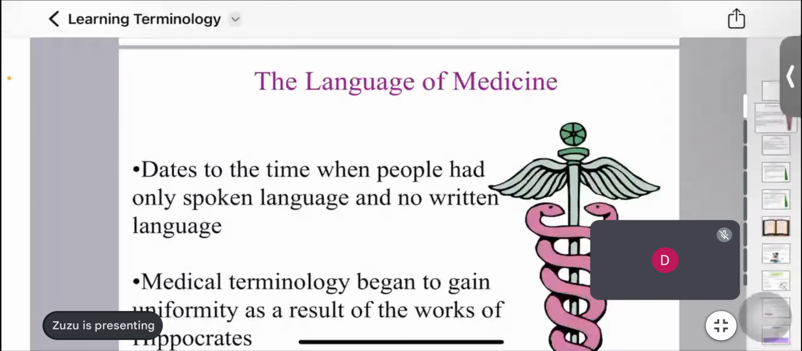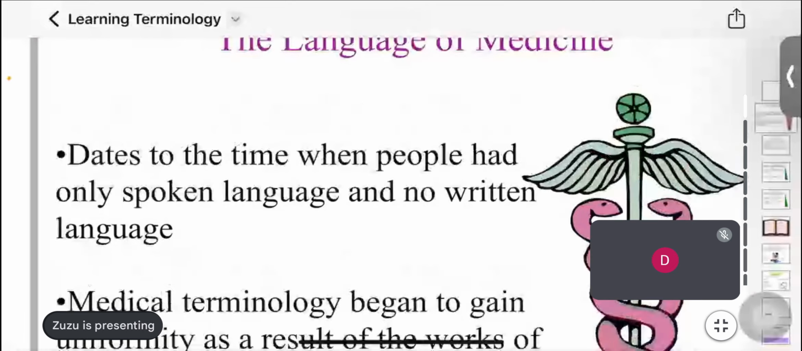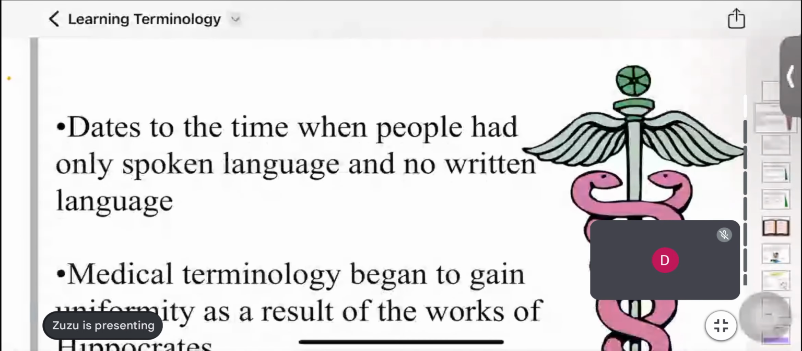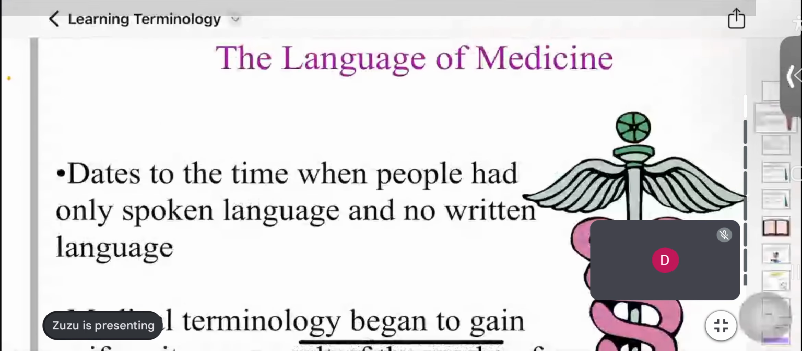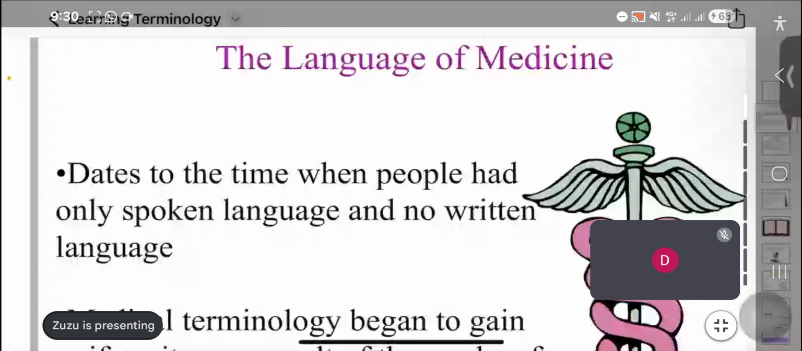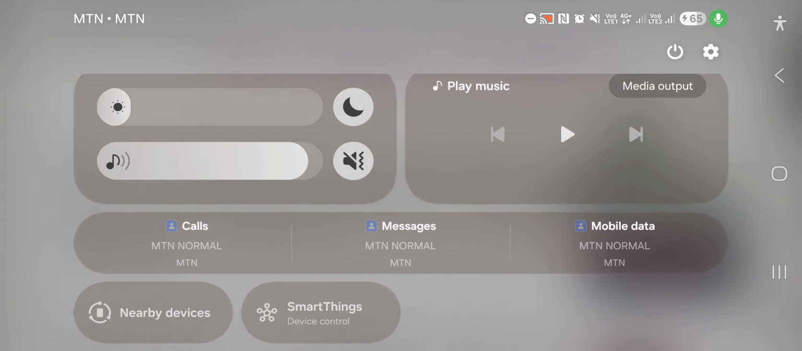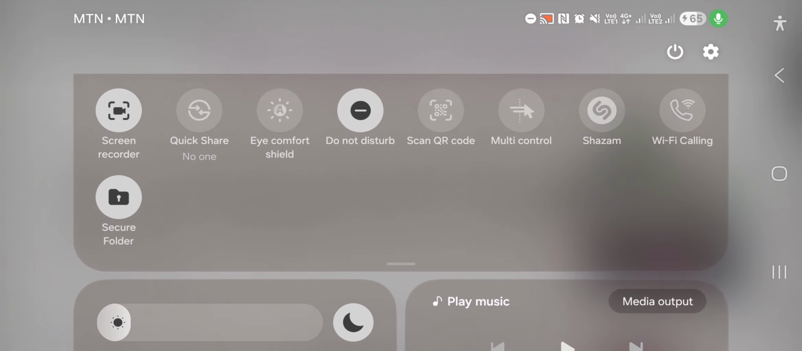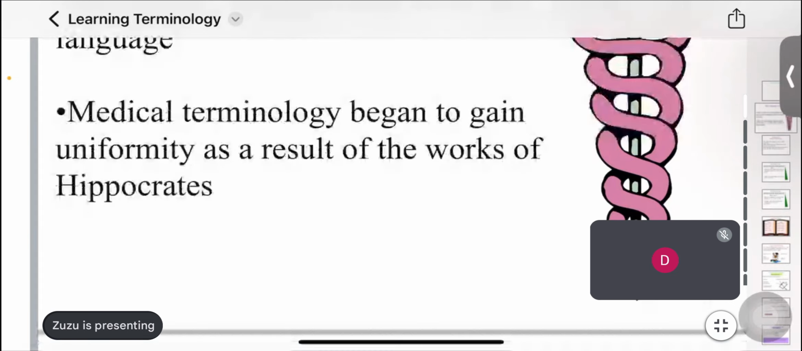Next, the language of medicine. You will be able to identify dates, the time when people had only spoken language and no written language. So the medical terminology dates back to a time when people had only spoken language and no written language. Continue. Medical terminology gained uniformity as a result of the works of Hippocrates mainly.